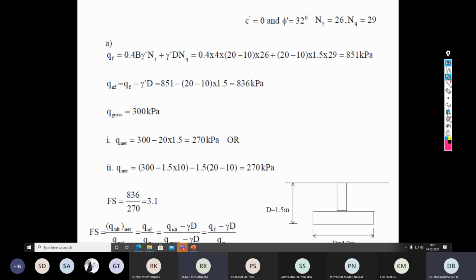Sir, then what is the second part? Minus 1.5 into 10 minus 1.5. This is another way of rewriting the same thing. Here only the height changed, 1.5, 1.5, up to below the ground surface. You can neglect this second case and consider only the above one.